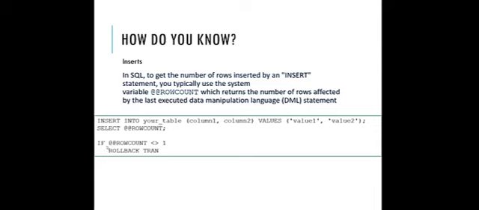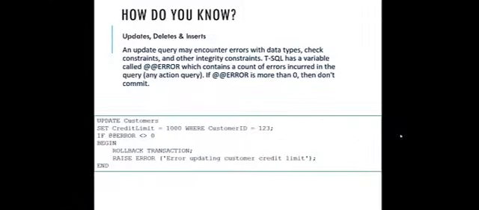Then we have this if statement. If it's not equal to 1, there must have been an error, and we can issue the rollback. For updates, deletes, and inserts, there's also a keyword called @@ERROR in Transact SQL. And to commit something, you want that error to be 0.